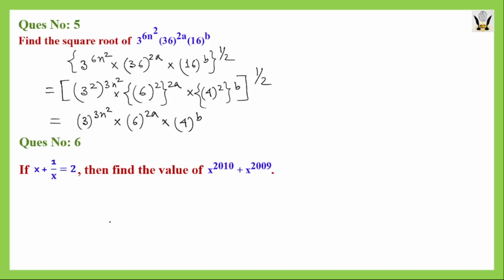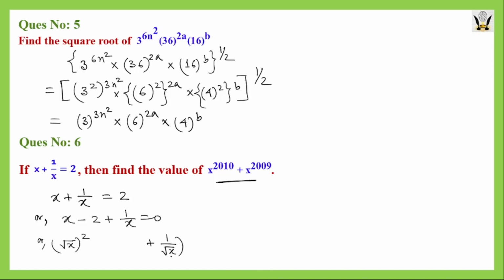Now in the next question, which is the last question of this class, we have x plus 1 by x, and that value is equal to 2. From that we need to find the value of this expression. So if we rearrange this, and take 2 on the left side, then x minus 2 plus 1 by x is equal to 0. And that can be further written as root x whole square, and 1 by x also can be written as 1 by root x whole square of that.